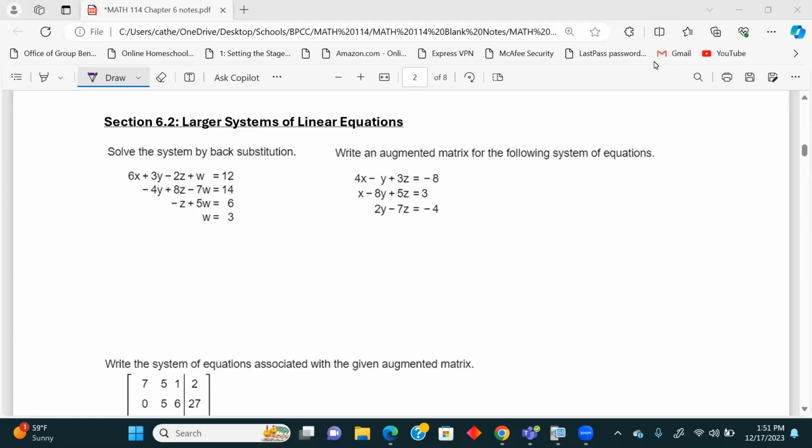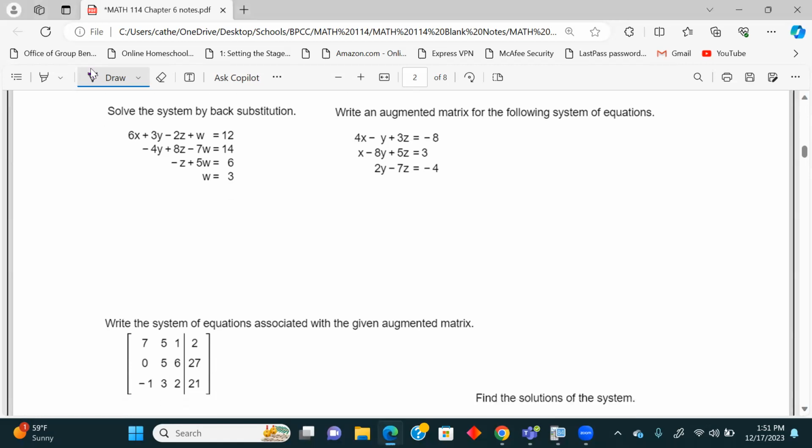This is section 6.2, larger systems of linear equations. It's going to be similar to 6.1. We are going to use the calculator. If you go through view the example, they're going to show you how to use back substitution. I'm going to show you how to use a matrix on your calculator.